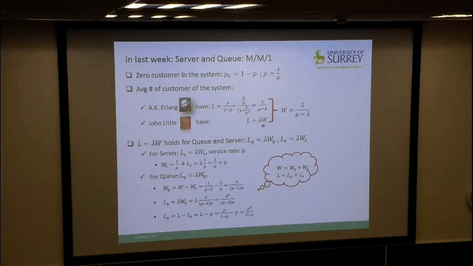So we can link them together, and finally we get the average time a customer spends in the whole system, determined only by the arrival rate and the service rate. You have a question, please.